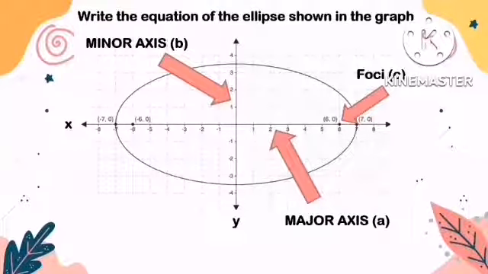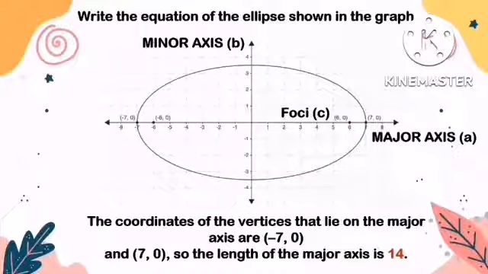Write the equation of the ellipse shown in the graph. By the way, let's not forget that our a is classified as our major axis, b is classified as our minor axis, and our c is classified as our foci. An ellipse has two axes of symmetry, the longer one called the major axis and the shorter one called the minor axis.